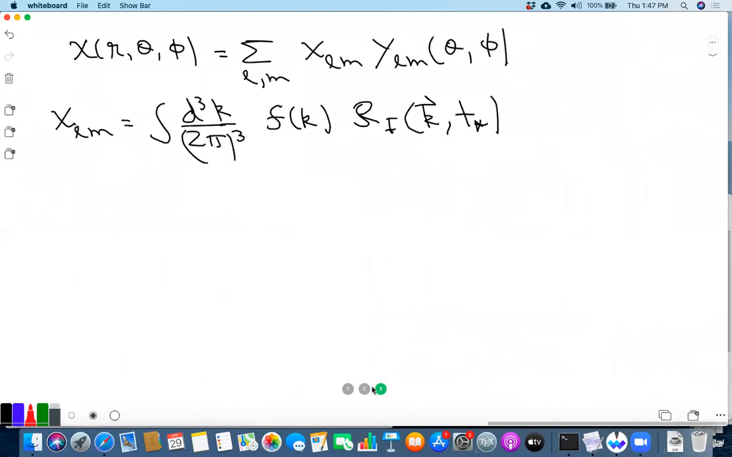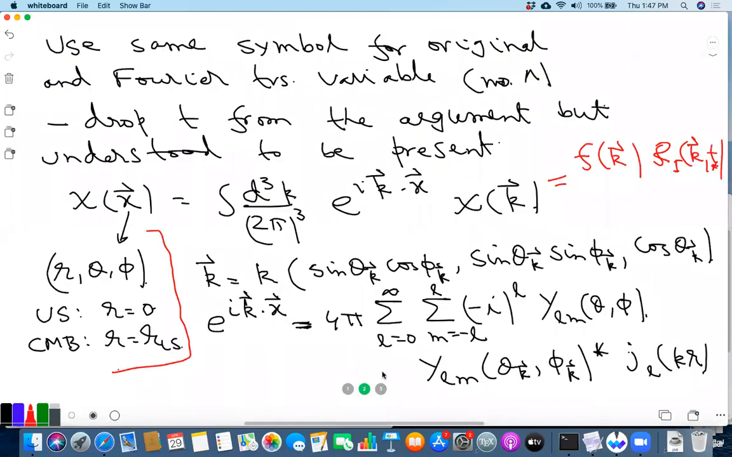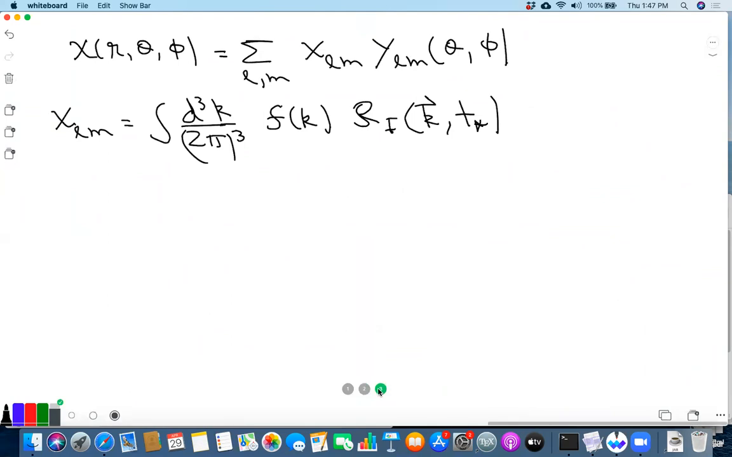So because of this, let me drop that vector sign here also. At this stage itself, I'm going to drop the vector and write this as f of k. Is this clear? Are there questions? We'll see that this will be useful because this will allow us to do the angular integral.